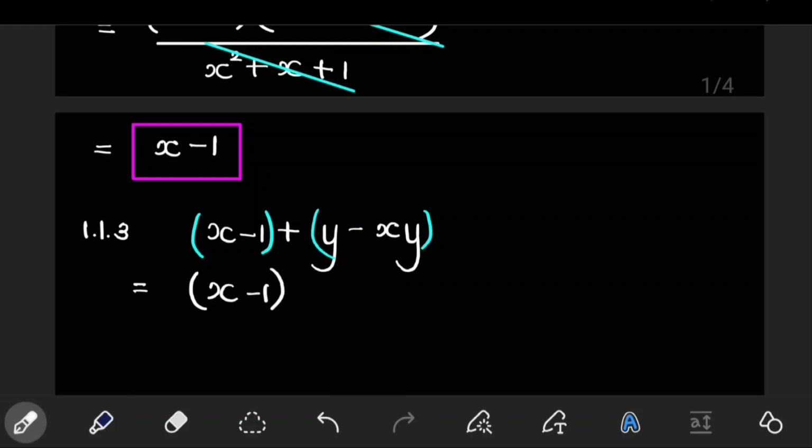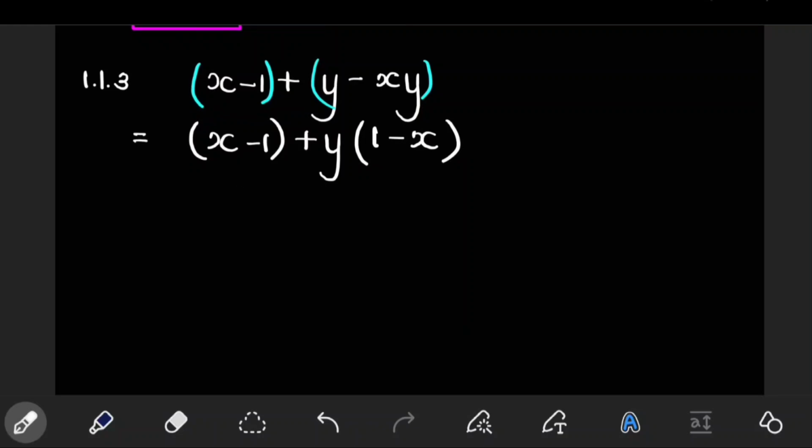In my second bracket, I notice that both terms contain y. So I'm going to pull out y as a common factor. And what I'm left with is 1 minus x. Now, at this point, you need both brackets to contain the exact same terms. However, my second bracket has the terms, but they're swapped around and their signs are different as well. What we can do to fix that is we can interchange those terms, keeping their signs. So it's going to be minus x plus 1.